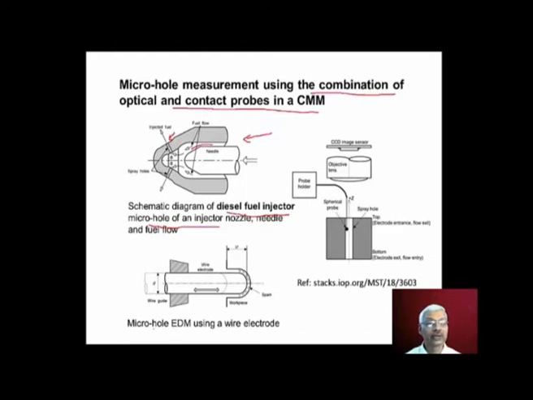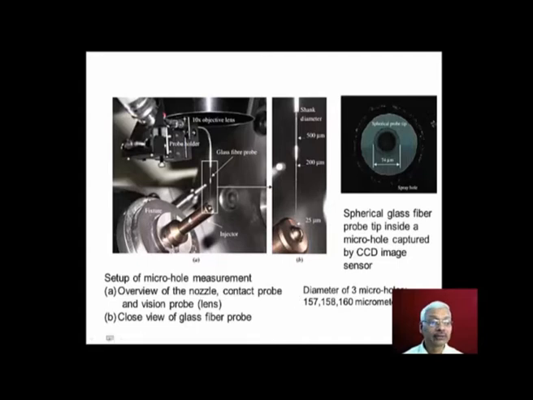And how these micro holes are made, the details are available here. Using micro hole EDM, using wire electrode. This is the wire electrode and this is the workpiece in which the micro hole is to be made. So using this EDM process, micro holes are fabricated. Now here we can see the arrangement setup for micro hole measurement.